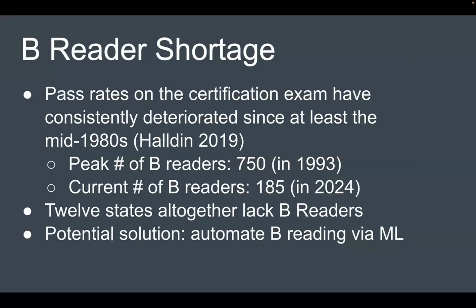So right now in the United States, we have a major B reader shortage. You can see in the peak in the early 90s, there were over 750. We now have about 185. So really looking for solutions to be able to automate this process is of key importance. Next slide.